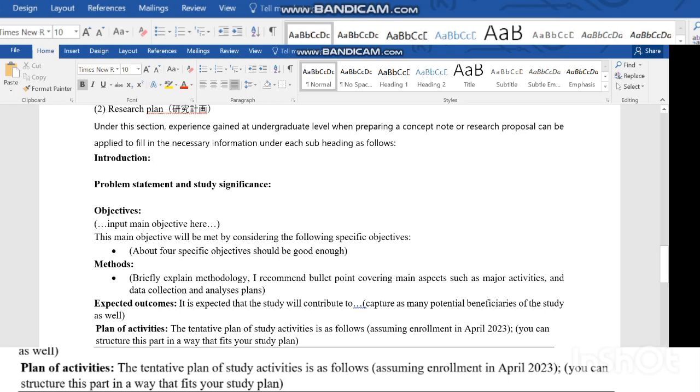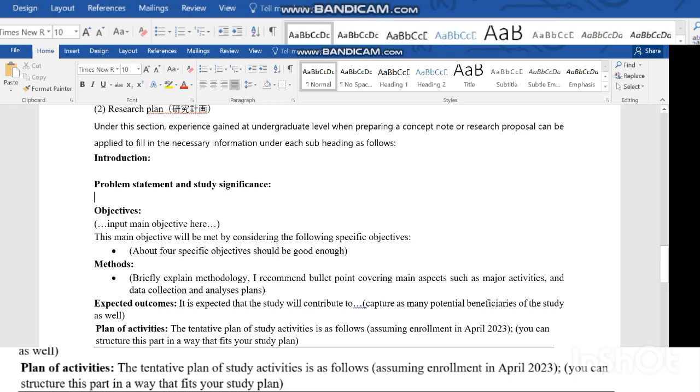And then problem statement and study significance. So this is now where you talk about what is it that you want to solve, right? Because when it comes to a study, no one person can solve every problem in their field. So you need to specify what exactly is the problem that you're hoping to tackle based on what you talked about in the introduction, based on some of the key statistics, maybe striking statistics related to the problem. And then you give that problem and study significance.